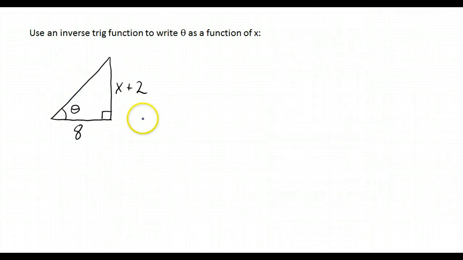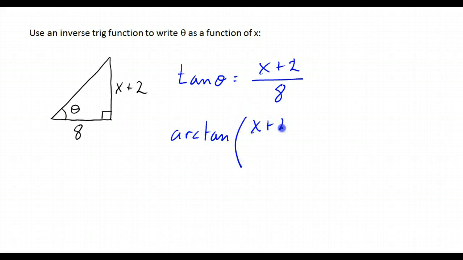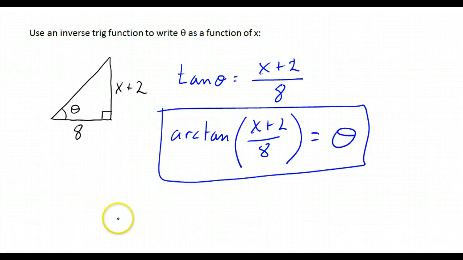And one last example. We're going to use an inverse trig function to write this angle theta as a function of x. Well, you'll notice that the pieces of the triangle we have to work with are the opposite side and the adjacent side. So that means that the tangent of theta is (x+2)/8. Okay, if that's the tangent of theta, then that means that the arc tangent of (x+2)/8 equals theta. And that's our answer. We've written theta as a function of x.